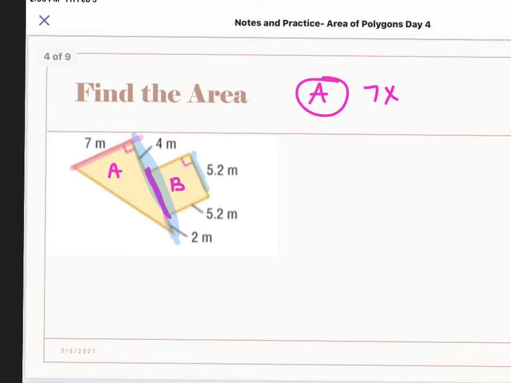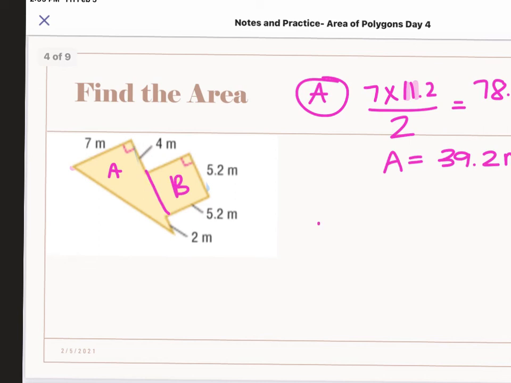On your calculator, add those together. And when you add those together, you should get that the length there is 11.2. So we're going to do 7 times 11.2 and divide that by 2 because it's a triangle. So 7 times 11.2 is going to give us 78.4, and we're going to divide that by 2, which gives us our area for the triangle, 39.2 meters squared.